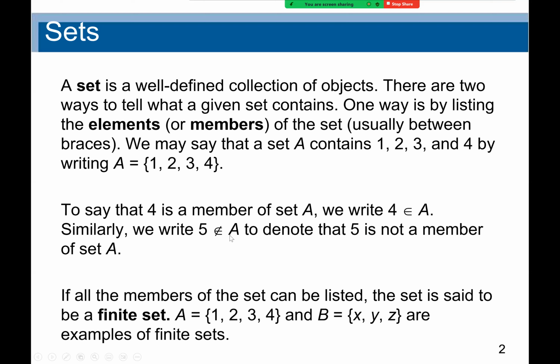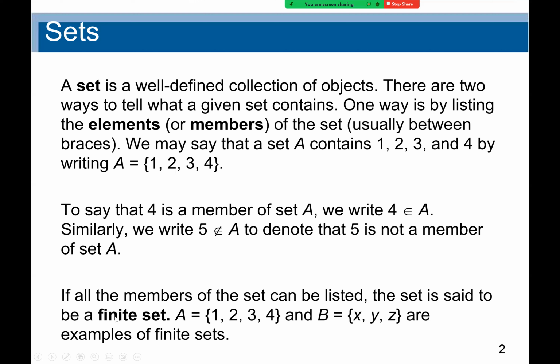Now, another way of using it, we can say that, for example, 4 is a member of set A. So we can say 4 belongs to A. The symbol here means belongs. Or similarly, we can say 5 doesn't belong, or 5 is not a member of set A.